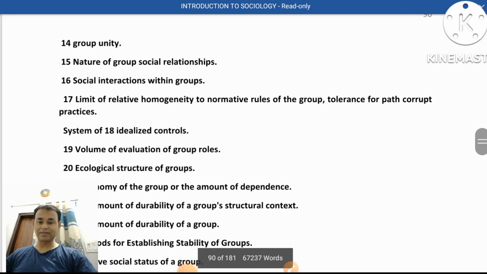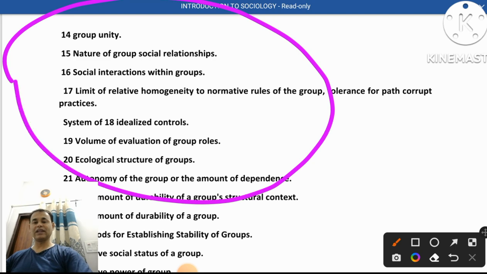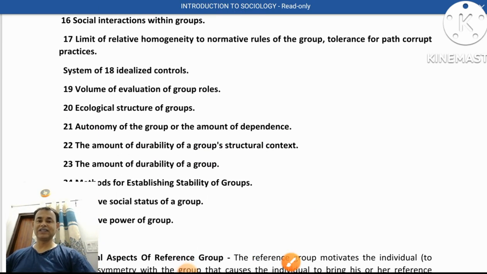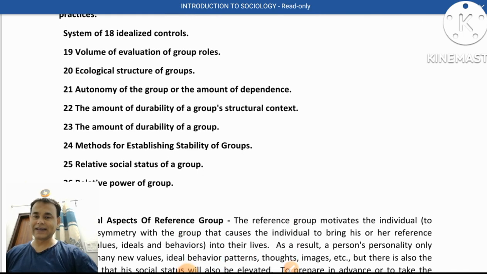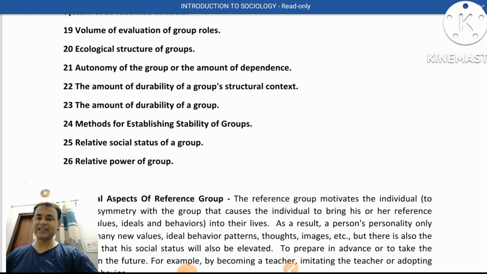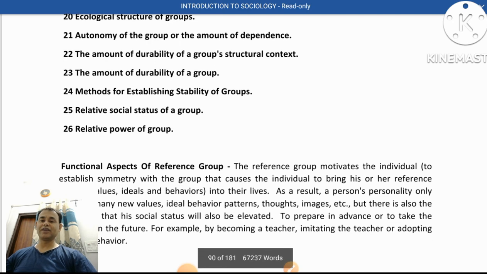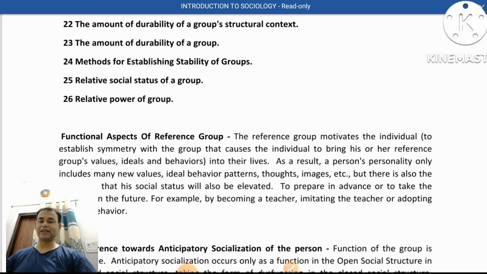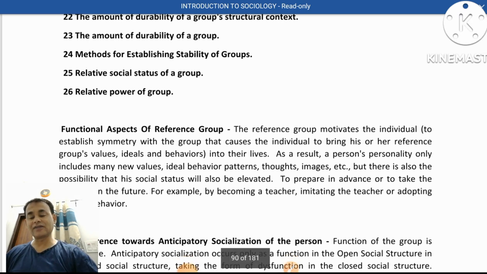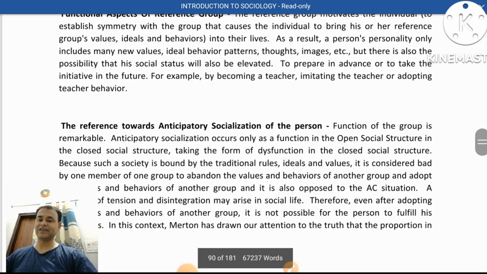And there are also some more: group unity, nature of the group, social relationships, social interactions within the group, limit of relative homogeneity to normative rules of the group, system of idealized control, volume of evaluation of the group, ecological structure of the group, autonomy of the group, the amount of durability of the group, method of establishing stability of the group, relative social status of the group, relative power of the functional aspect of the reference group.